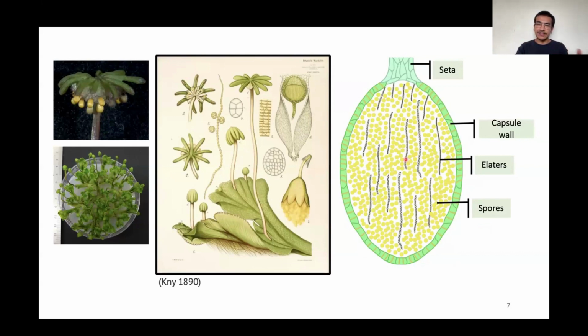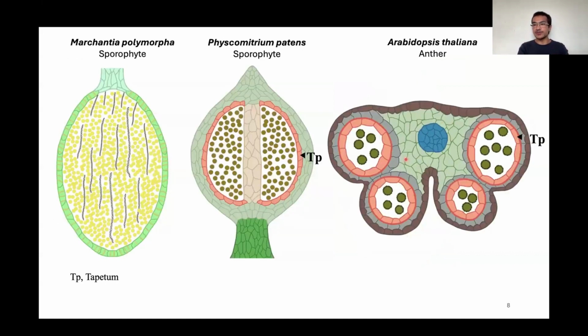And the difference between liverwort sporophytes and the ones of vascular plants is in the fact that for the longest time, we thought that liverworts do not have a tapetum. In Arabidopsis, you see, pollen grains are all surrounded by this single cell layer called the tapetum.